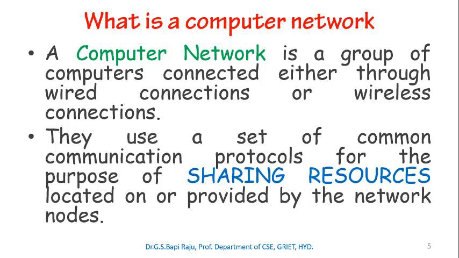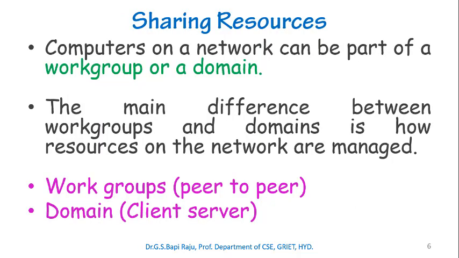Now, what is a computer network? A computer network is a group of computers connected either through wired connections or wireless connections. They use a set of common communication protocols for the purpose of sharing resources located on or provided by the network nodes. Computers on a network can be a part of a group or a domain. The main difference between workgroups and domains is how the resources on the network are managed.